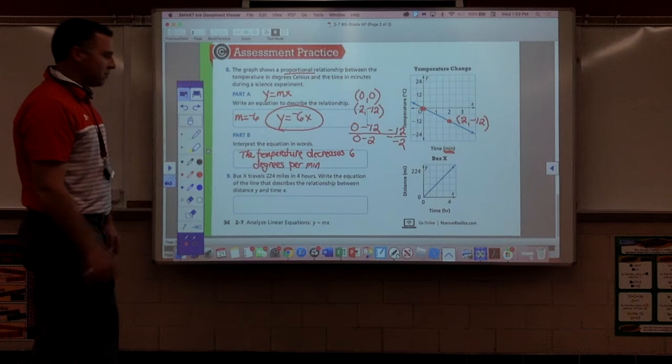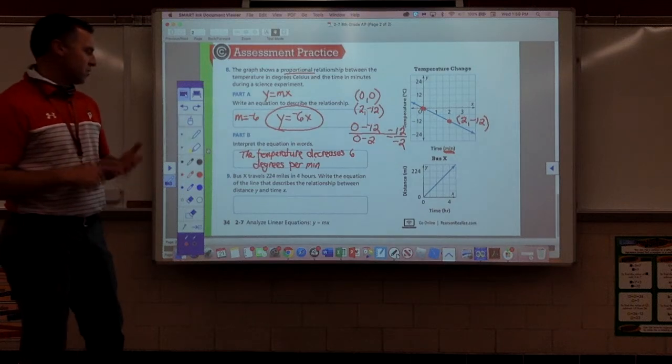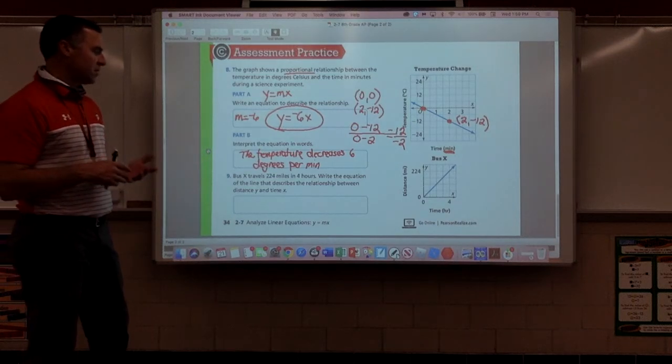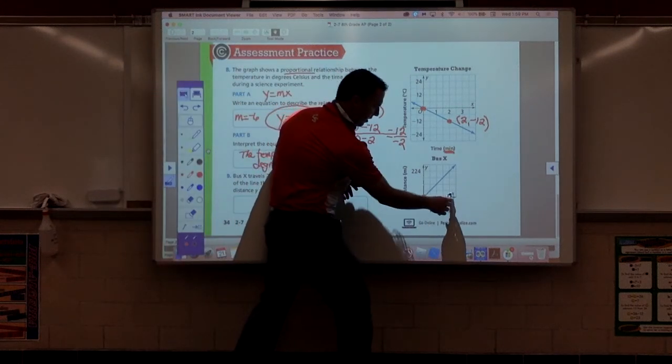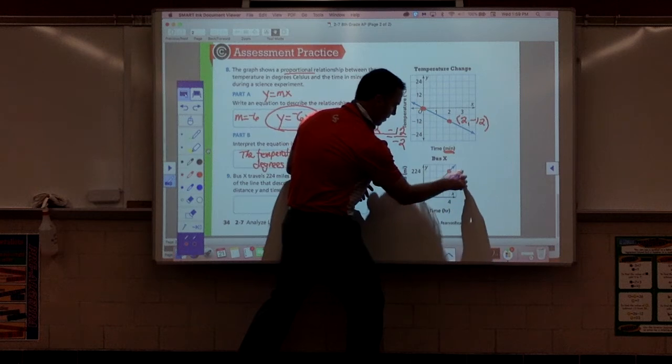Bus X travels 224 miles in 4 hours. Write an equation of the line that describes this relationship. Once again, here's a graph for it. We've got our point 0, 0. We've got a point 4, 224.